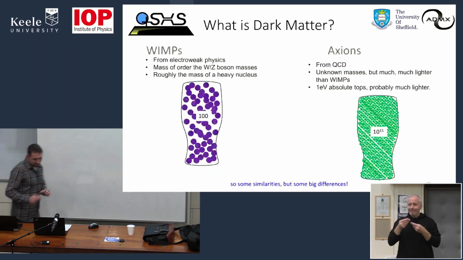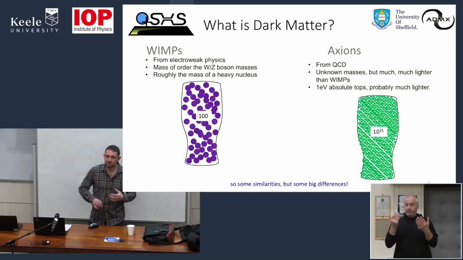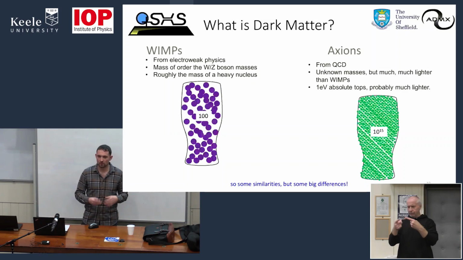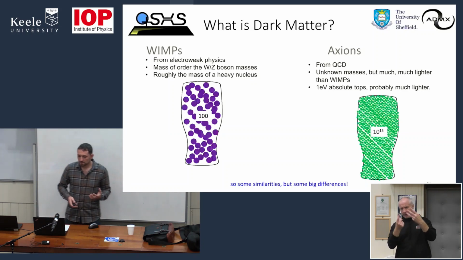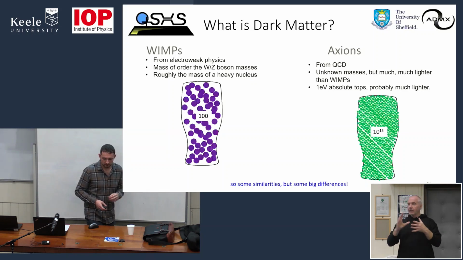So, I alluded to it already, what is this dark matter? Now, there's multiple candidates, as we like to call them. It's just possibilities of what these things could be. WIMPs, weakly interacting massive particles.